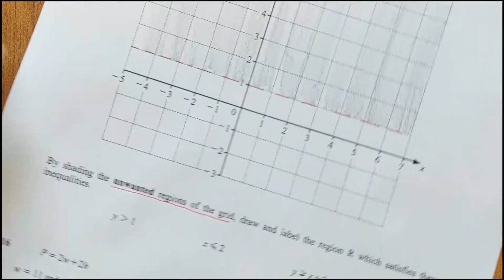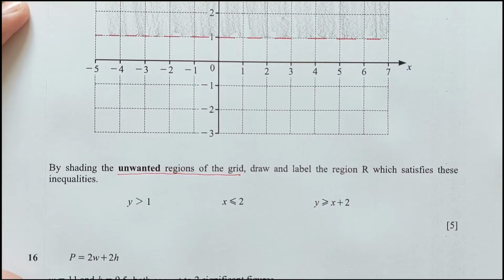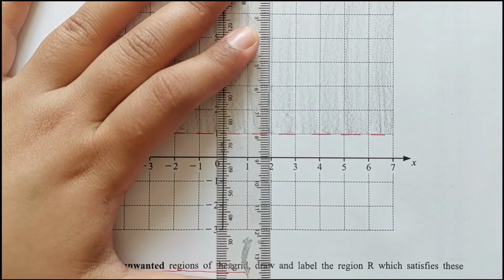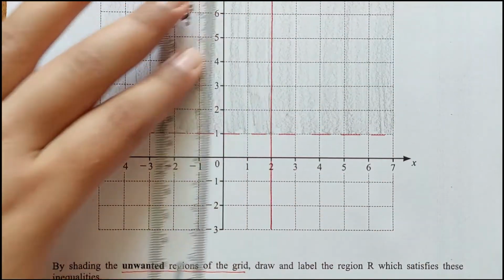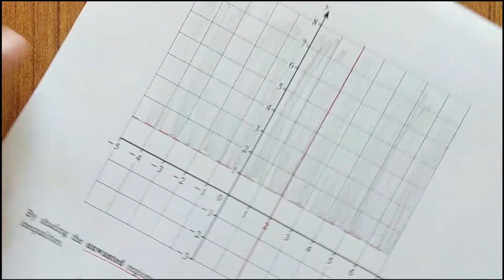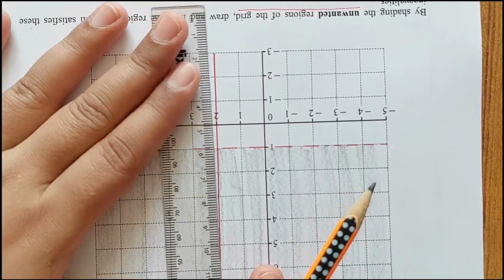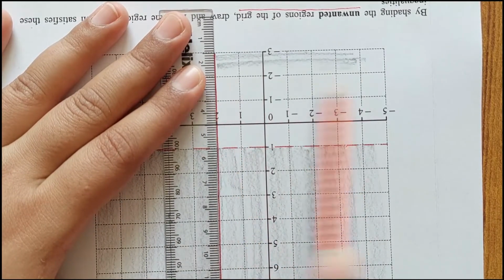Okay. The next one is x is less than or equal to 2. So first x equals 2, and then we can shade the less than 2. This is the line x equals 2. So x is less than 2 is this region. Let me shade it. This region is going to be shaded, the less than 2.